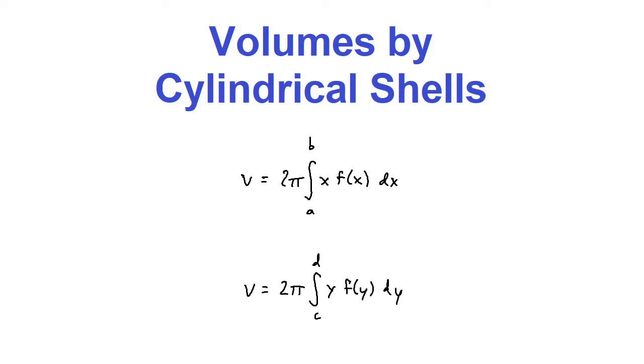So let's take a look at volumes by cylindrical shells, otherwise known as the shell method. Now keep in mind that the shell method is just another way to find the volume of solids, similar to the disk and washer method, and the shell method is kind of going to be the opposite of disk and washer.